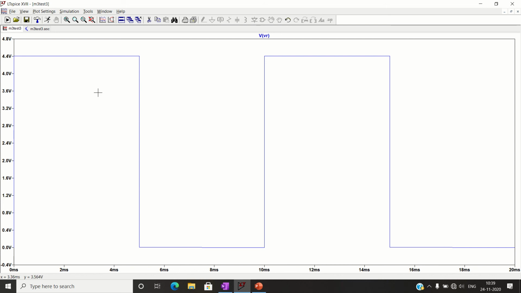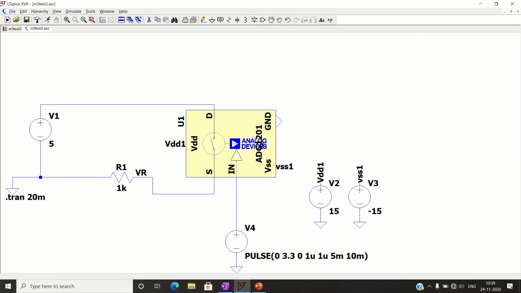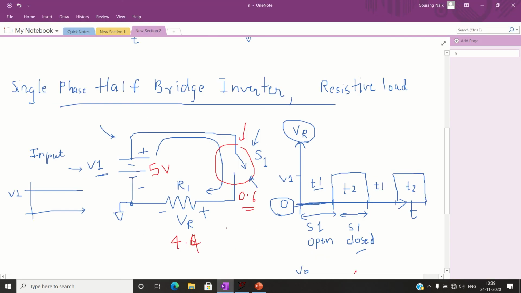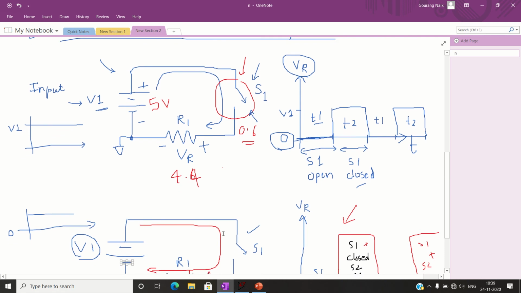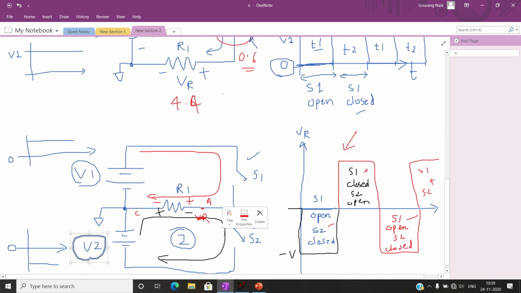Next, I want switching between positive as well as negative. So now we will try to achieve that. I will open this. Next, we will try to simulate this part, where you have two voltage sources and two switches.